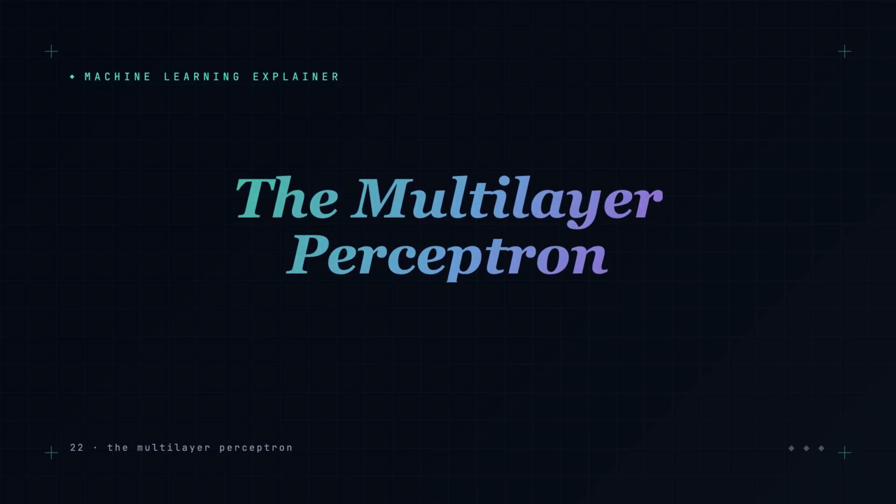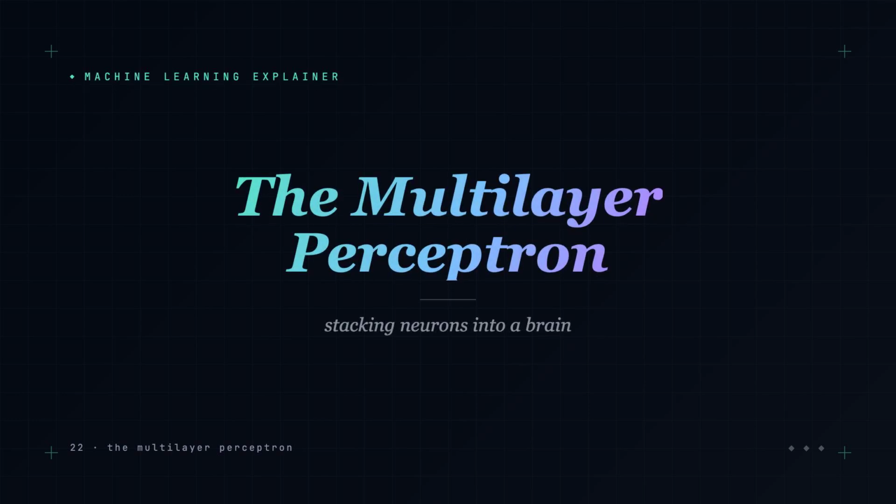We've met the neuron and all the machinery to train it. Now we finally assemble those neurons into the first real neural network, the Multilayer Perceptron or MLP. It's the blueprint that every deep architecture is built from. Understand this, and CNNs, transformers, and the rest are just variations on the theme.